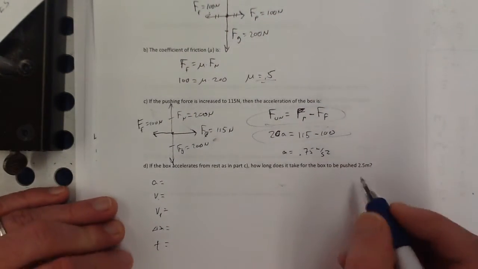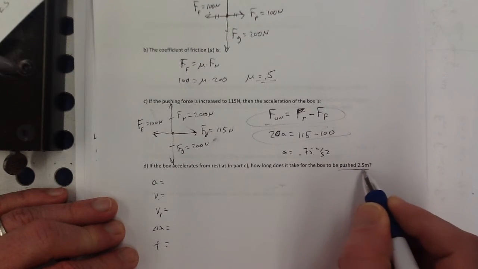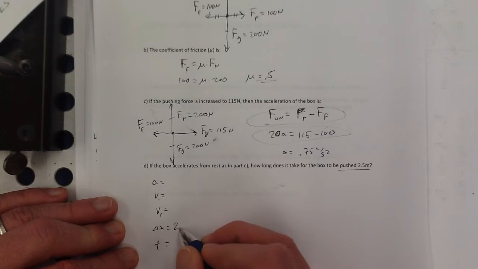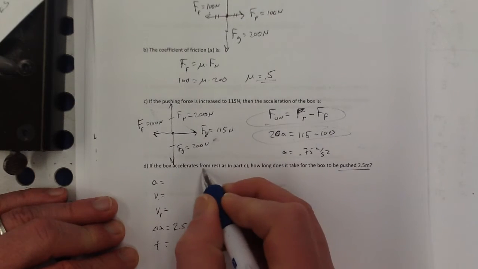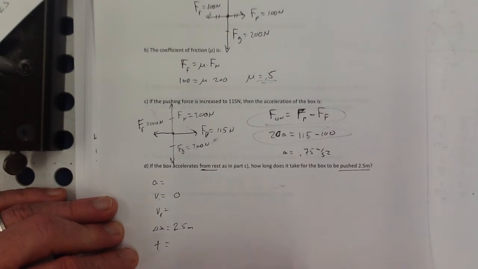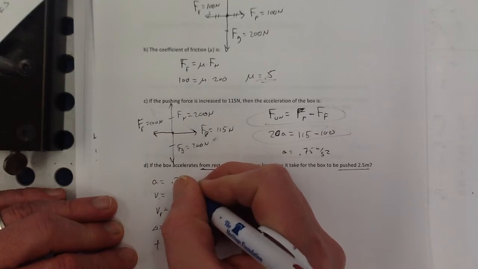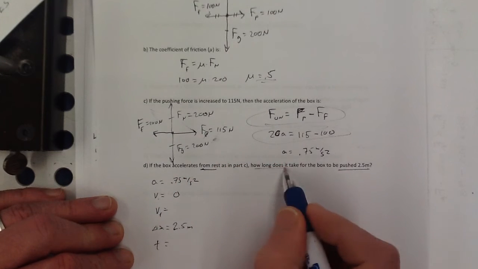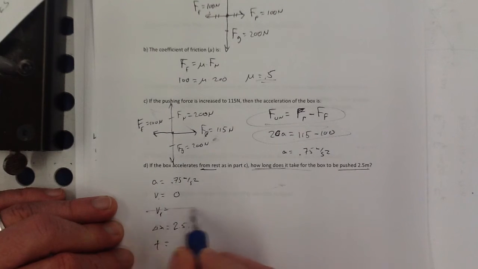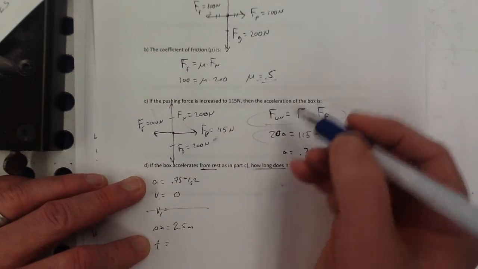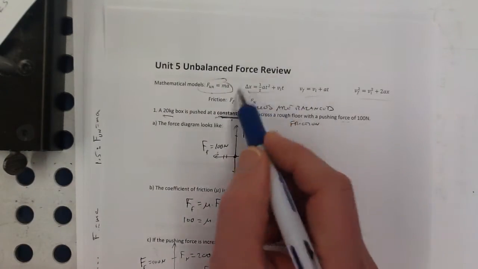So let's see what we know. For it to be pushed 2.5 meters, that's a distance or displacement. So that goes here. From rest means the initial velocity is 0, and I know the acceleration here. So I got 3 things, and I want to find how long does it take. That's my time, so I'm not interested in that. So what equation has those things in it? I think it's this one.